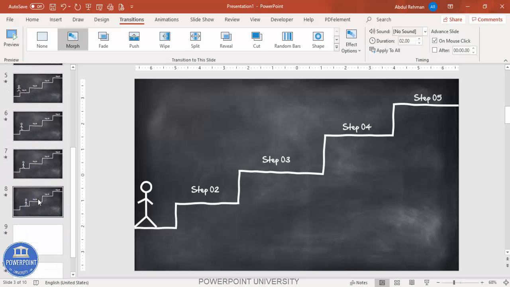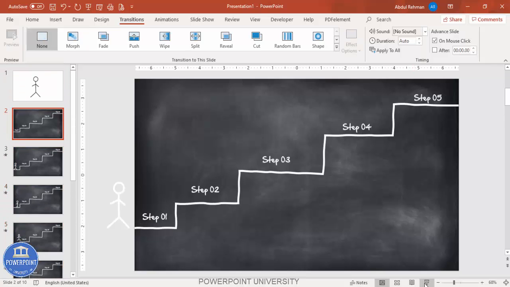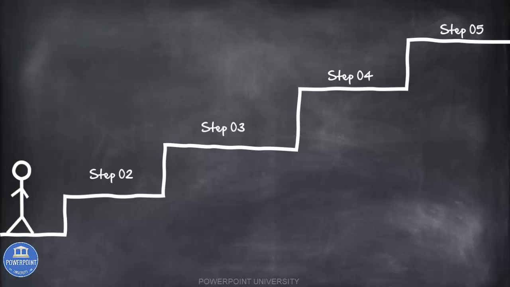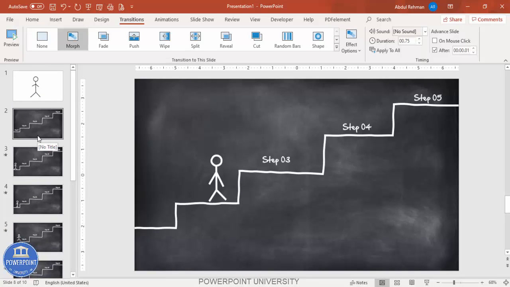So from the second slide till the last slide, I'm going to select. And you can see here the duration I'm just going to reduce to maybe 0.75 or something like that. And then I'm going to remove on mouse click and I'm going to use After. And after maybe I can put 0.01 second, so it is much faster and it will happen automatically. So let me just show you. When I click, you can see here I'm not clicking the mouse, it is just happening by itself. So this is the way you can do this stickman animation using the Morph Transition.